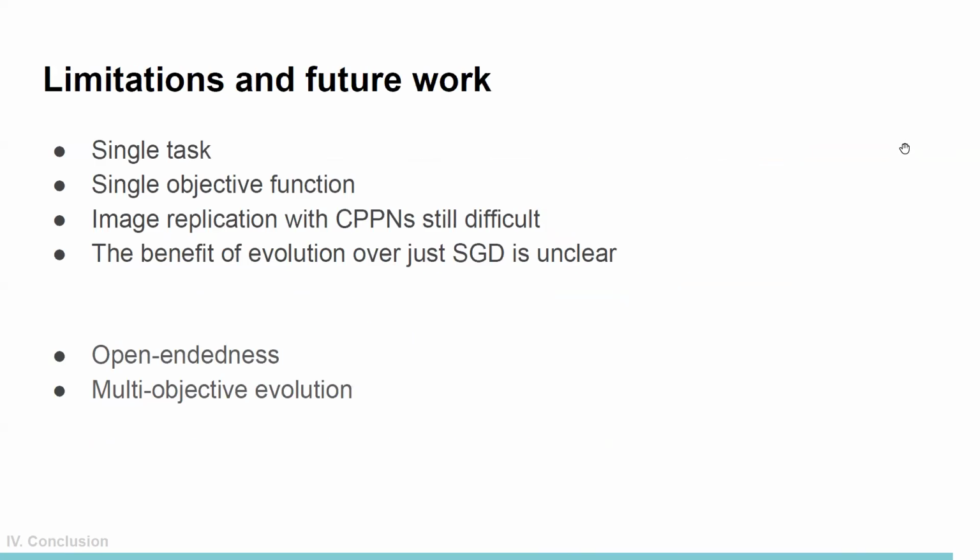So there's a number of limitations and work that we'd like to do in the future. Notably, we only tested one single task. So we just tested an image replication task. This technique is relatively broad and could be applied to any number of problems, but we only tested the one here. We also only tested LPIPS as an objective function, but there's a number of other perceptual similarity or just other objective functions that would be interesting to look at. We also got images that were pretty good, but again, not exactly right. So there's still a long way to go in terms of image replication with CPPNs.